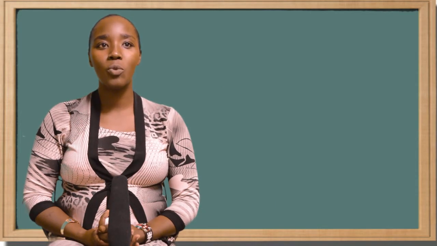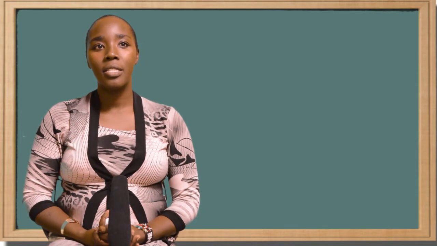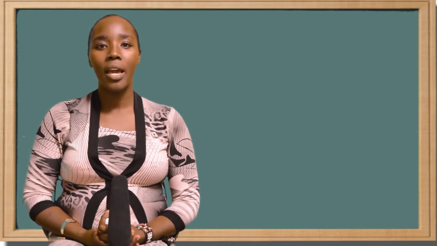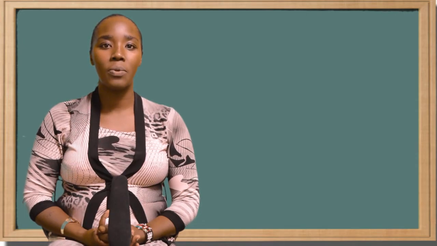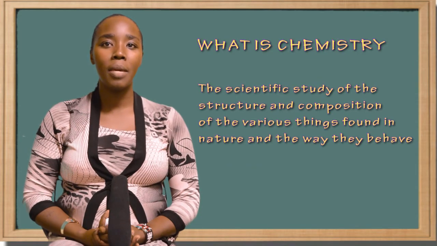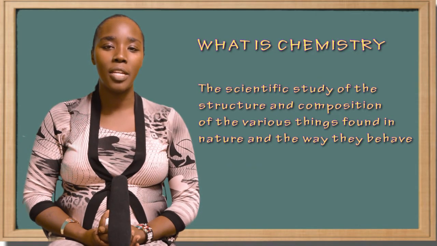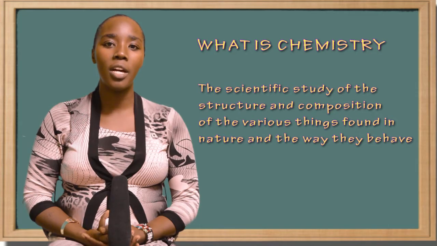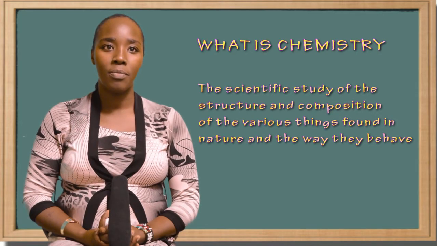We move back now to our introduction. Science was a subject learned in our primary schools, and once we come to secondary school, it is branched into 3 main sciences. We have chemistry, biology, and physics. So, what is chemistry? Chemistry is the scientific study of the structure and composition of the various things that we have in nature and the way they behave.